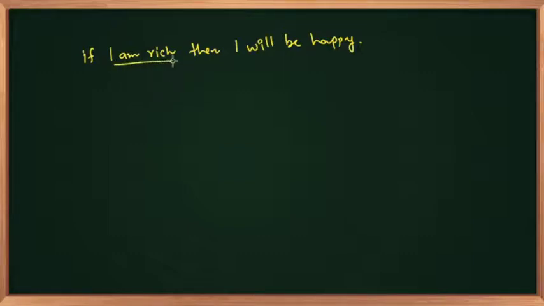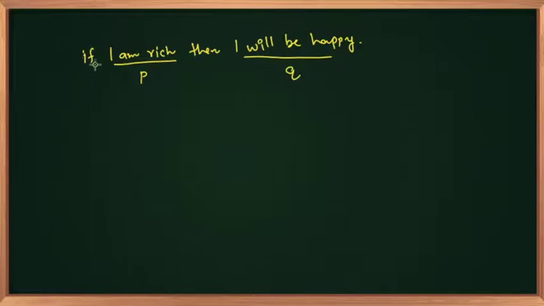Now let's see the statement. If I am rich, then I will be happy. Okay, so let's take I am rich as the proposition P, and I will be happy as proposition Q.